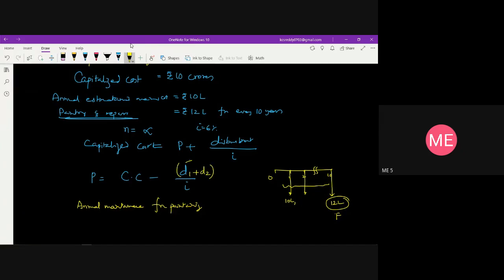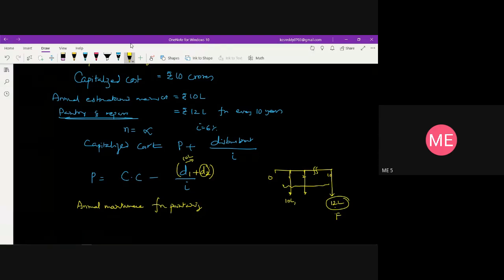D1 stands for the annual estimated cost, that is 10 lakhs. But D2 cannot be taken as annual because it is for 10 years. That is why I am making this 12 lakhs into an annuity. For the given F, we are going to find A by using the A by F factor.